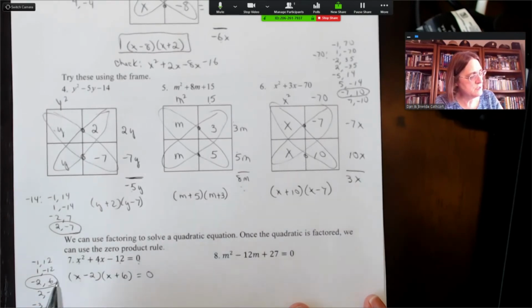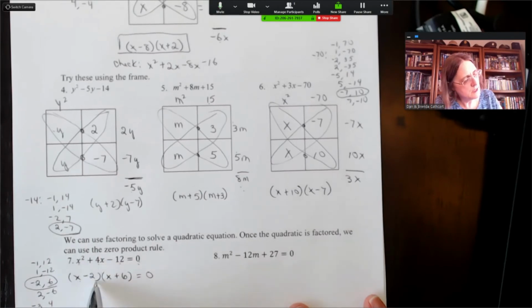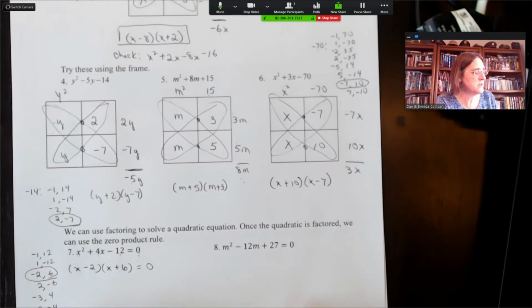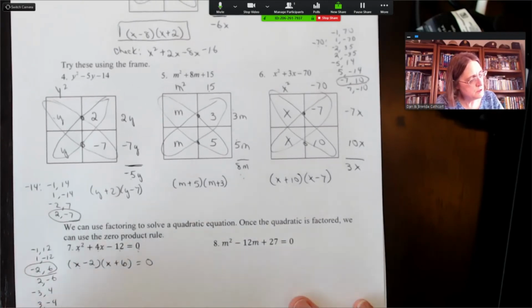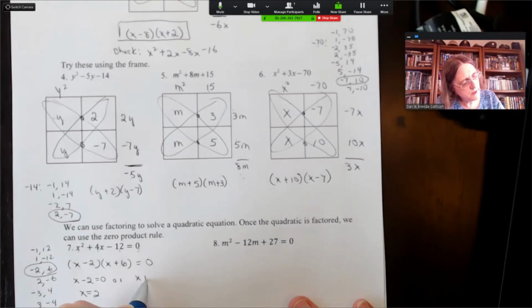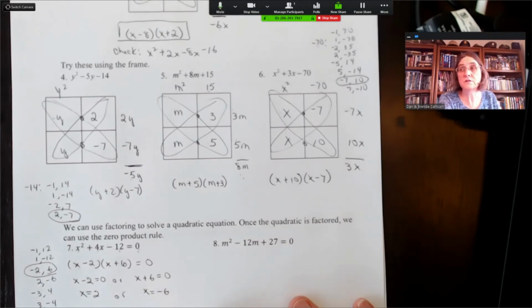Again, a quick check to see if it works. First, x squared. Outer and inner, 6x and negative 2x add to 4x. And last, negative 2 times 6 is negative 12. So now let's set each factor equal to 0 using our zero product rule. So our factor x minus 2 could be 0. Solving gives us x equals 2. Or the factor x plus 6 can equal 0. Solving gives us x equals negative 6, and we have two solutions.